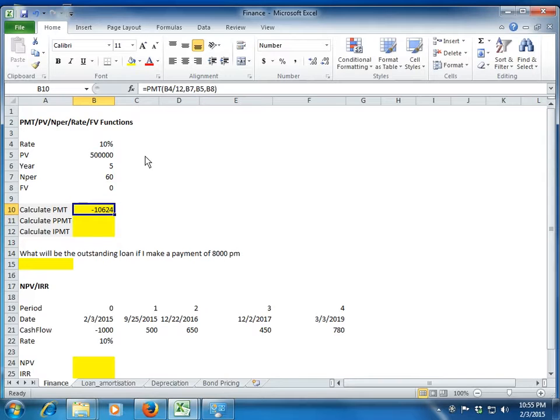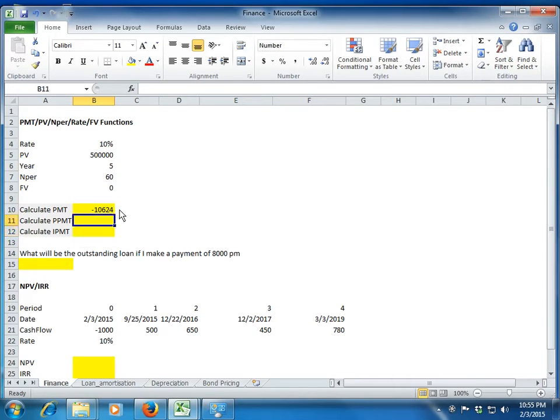So you can see that I get my EMI amount, that is the payment, as 10,624, which is a negative amount. It will be a negative amount because I am assuming this present value to be a positive amount, or I can make it vice versa.